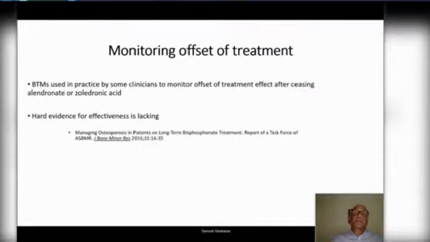So monitoring offset of treatment, bisphosphonates are used for about 5 years and then ceased. And then you monitor these patients to see if their bone turnover markers remain low enough for them to remain off treatment. And once the bone turnover markers start increasing, and especially if they increase to above the premenopausal median, you may consider starting another course of treatment.